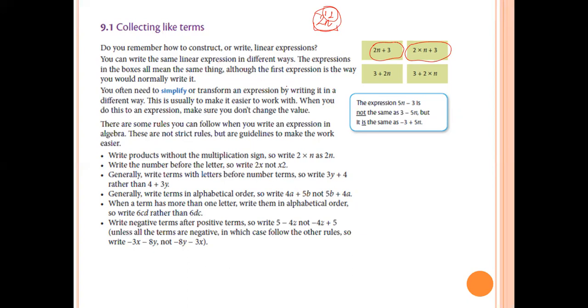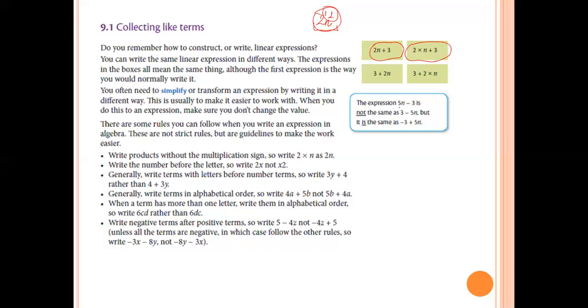You often need to simplify or transform an expression by writing it in a different way. This is usually to make it easier to work with. When you do this to an expression, make sure you don't change the value. For example, here you can see the expression 5n minus 3. There we have two terms. The first one is 5n and the second one is minus 3, not only 3, because the sign of 3 is negative. That's why we have two separate terms, positive 5n and negative 3.